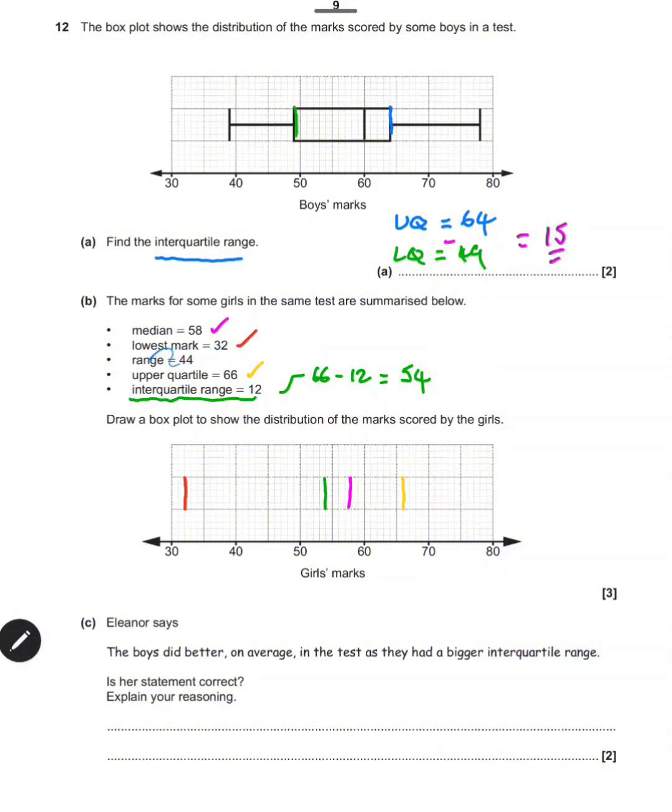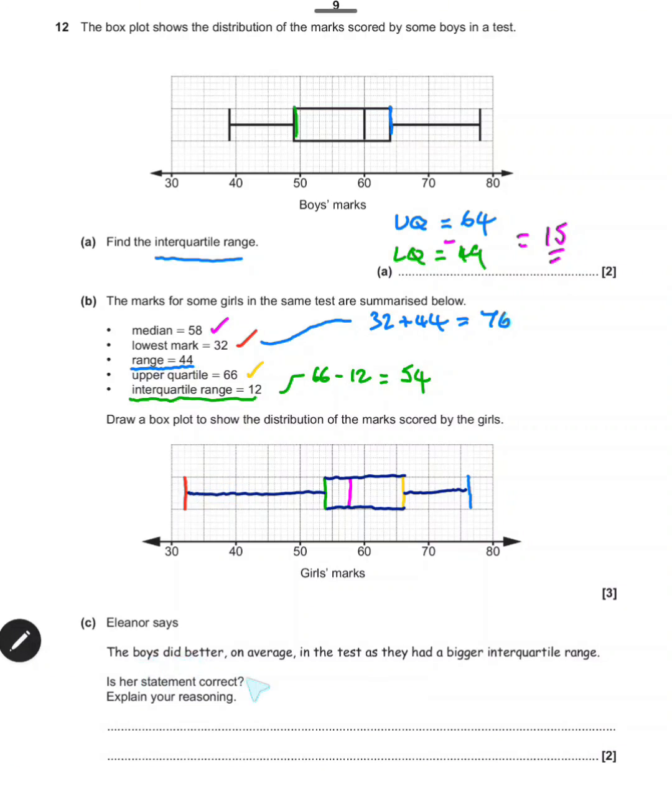And then finally, I'm going to do a similar thing, but for the range. The range is 44, and the range, remember, is your biggest take away your smallest. So I know my smallest is 32. My range is 44, so I need to do 32 added to 44, and that's going to give me my biggest value. 32 add 44 is 76. 75, 76 would be here. And if I just connect these together, there's my middle box. And there's the rest of my diagram.